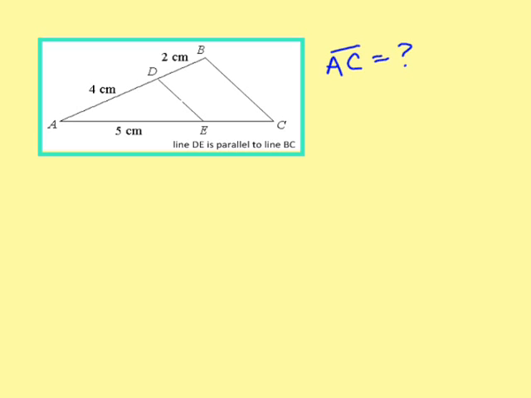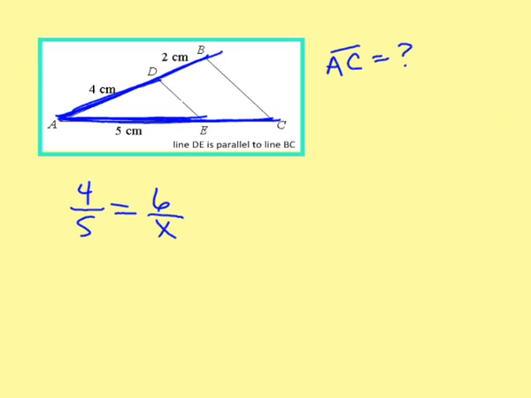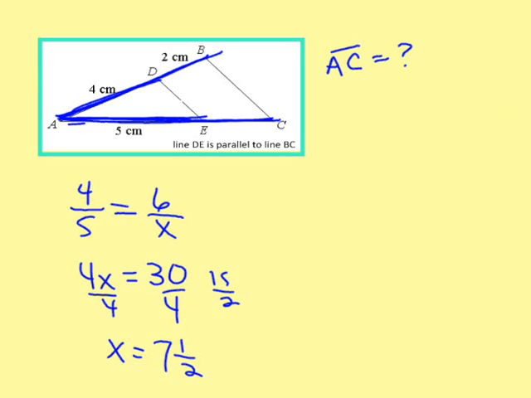Okay, AD corresponds to AB and AE corresponds to AC. So I'm going to say 4 is to 5. So this side is to this side, as now I need the long side here, 6, is to this full length, which is the one I don't know. Cross multiply, 4x equals 30. Divide by 4. X equals 15 over 2, so 7.5 is the length of the whole bottom side.